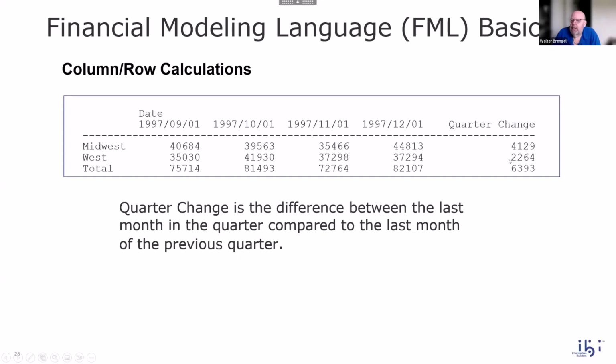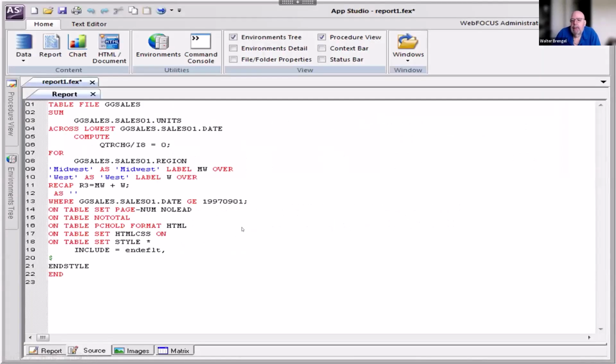So the quarter change is going to be the difference between the last month in the quarter compared to the last month of the previous quarter. So it's going to be 1997, the difference between that and September 1997. So how would we do that?